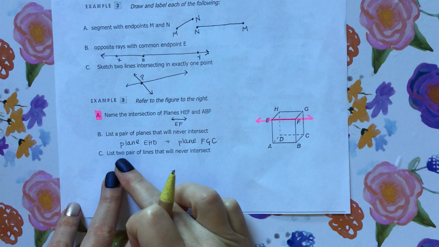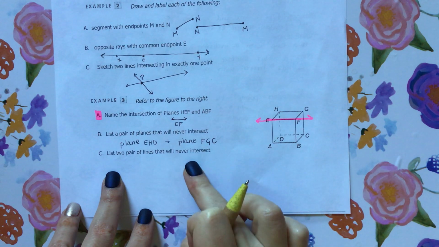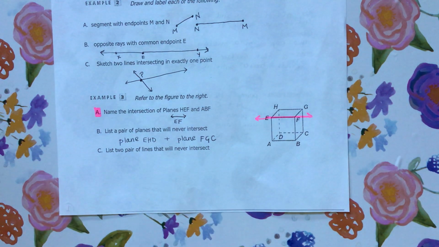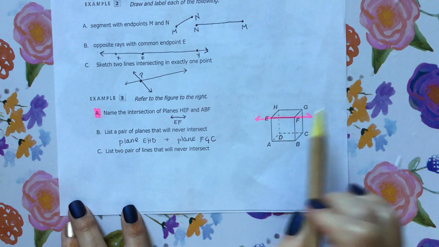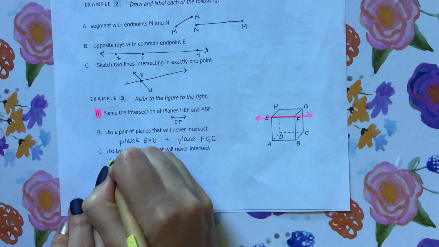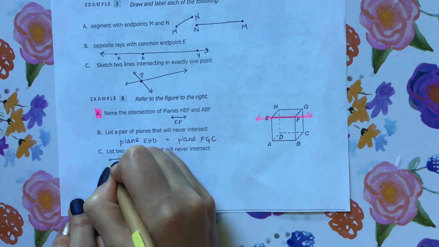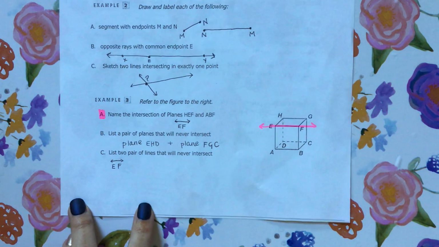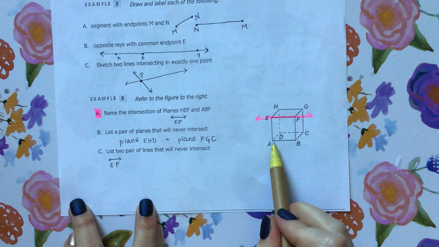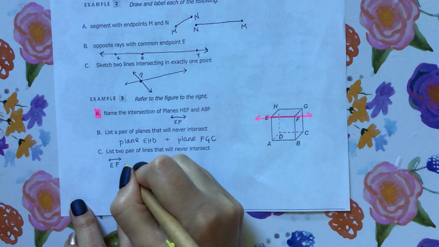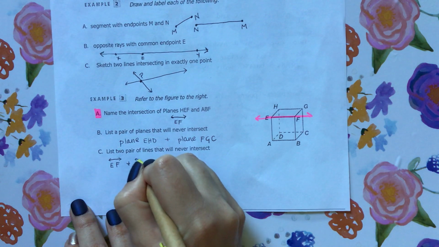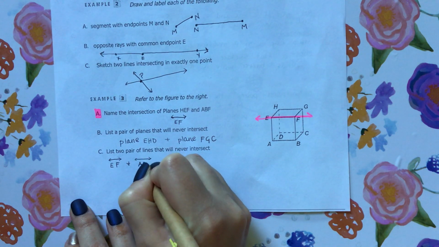Finally, it says list two pairs of lines that will never intersect. All right, tons of options here. Not to mention, they don't have to go in the same direction. So let's start with this front line, line EF. EF is parallel to AB, meaning they are never going to touch and they're both going in the same direction. So that would be a pair of lines that never touch.